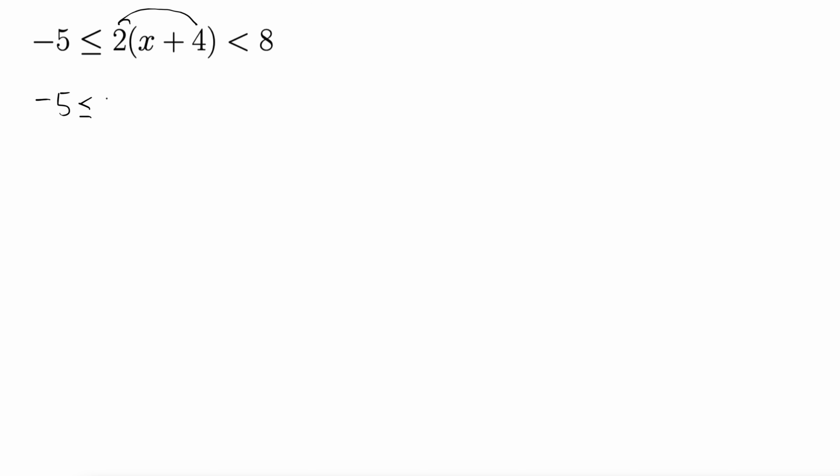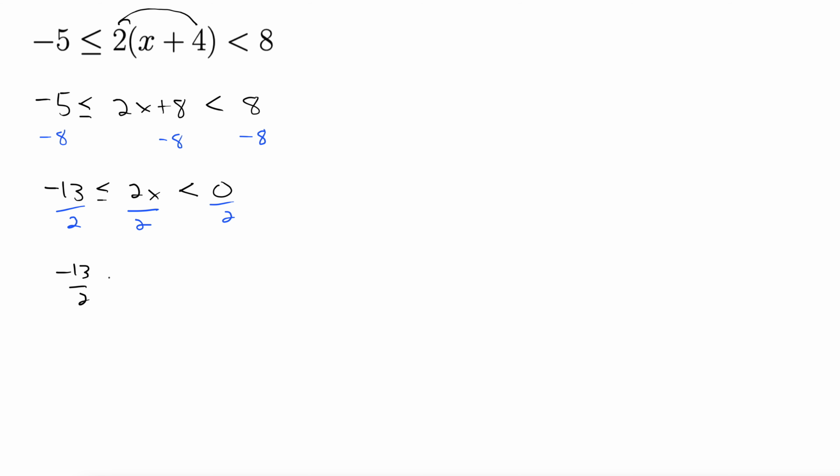So -5 less than or equal to 2x plus 8 less than 8. Subtract an 8 from all 3 sides at once. That gives us -13 down here less than or equal to 2x less than, oh interesting, less than 0. Okay. Then we divide all 3 sides by 2 to get -13 halves less than or equal to x less than 0. And it's very nicely nested.